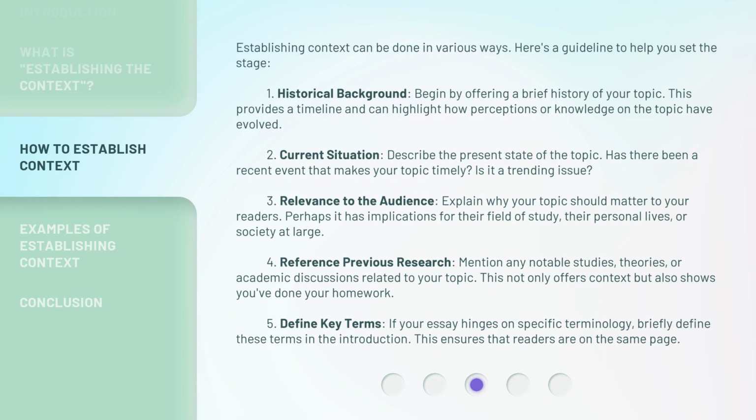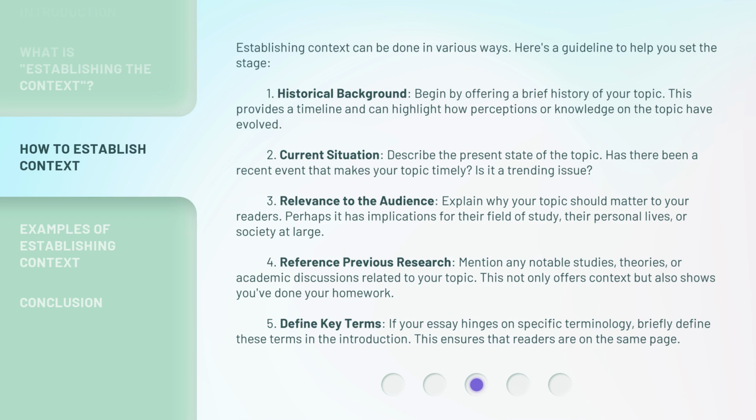Establishing context can be done in various ways. Here's a guideline to help you set the stage. 1. Historical background. Begin by offering a brief history of your topic. This provides a timeline and can highlight how perceptions or knowledge on the topic have evolved.